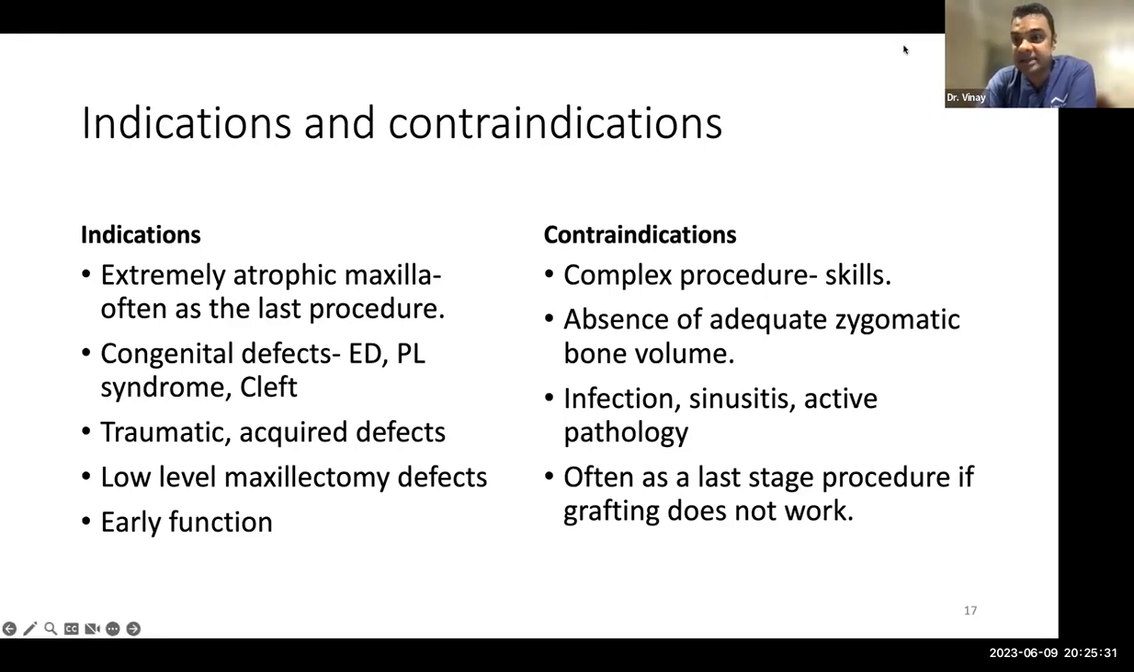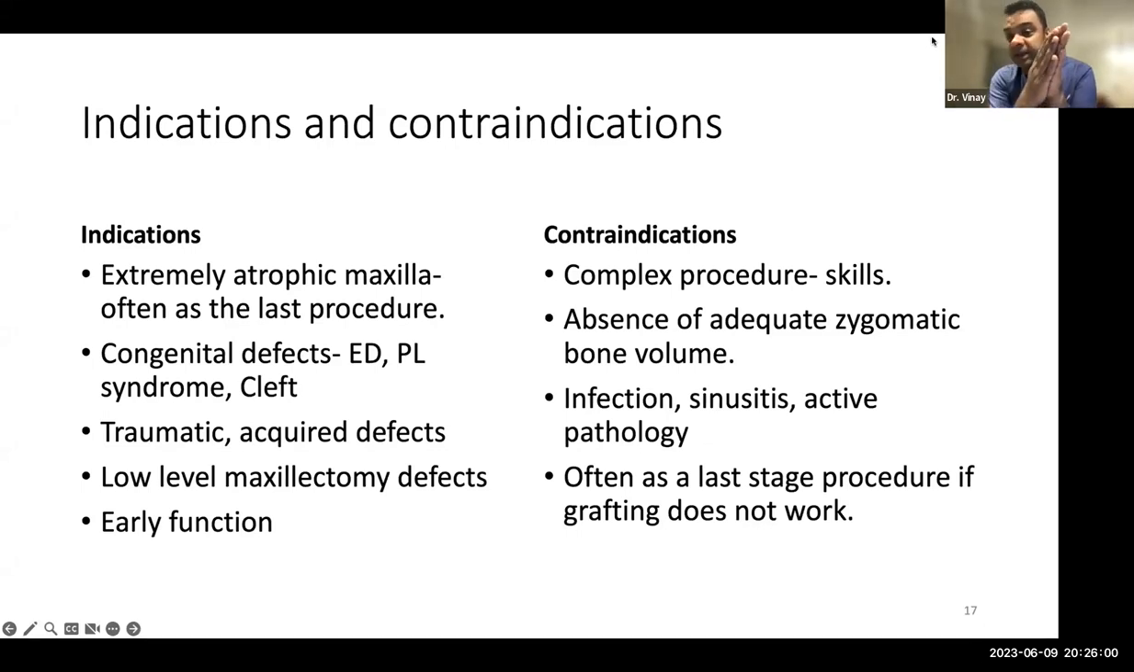Well, contraindications, first and foremost, I would like to say that it's a complex procedure, so skills are required. We need to have adequate zygomatic bone volume, and if there is an absence of that, then it is contraindicated. If patients have infections, sinusitis, or an active pathology in that region, in the maxillary sinus zygomatic bone complex, better not to do it. And it's often a last stage procedure if grafting does not work.